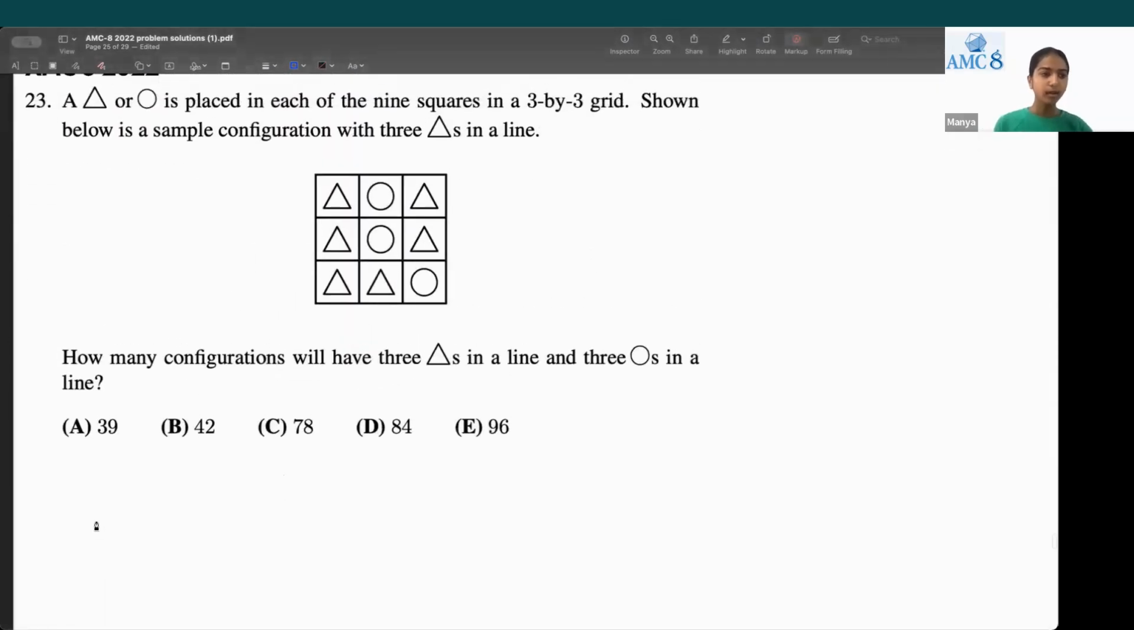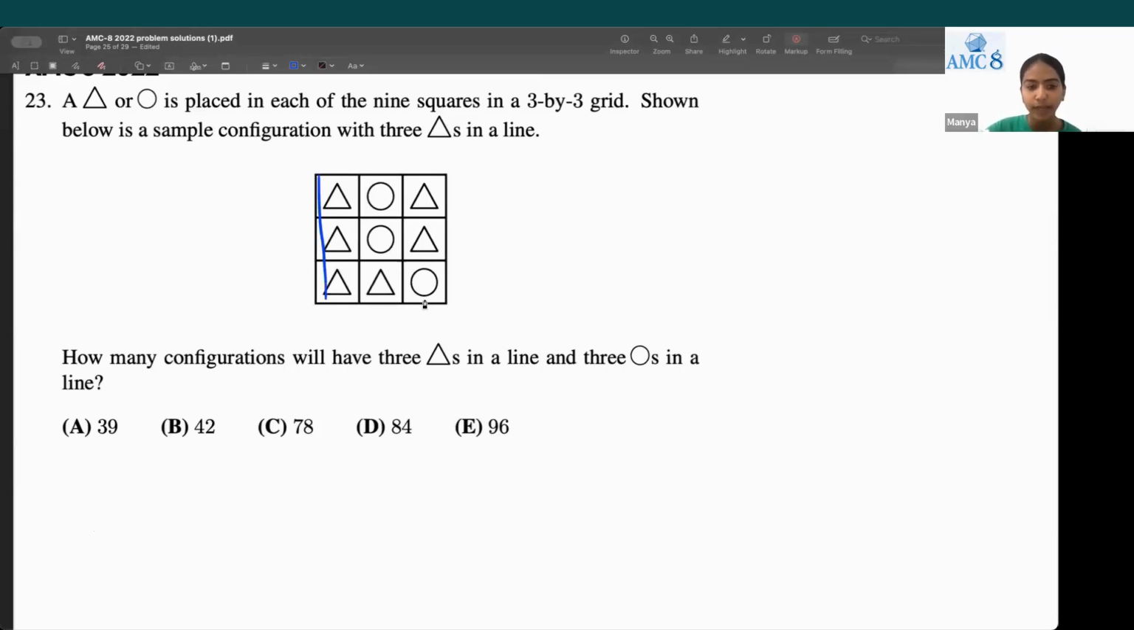So, question number 23. A triangle or a circle is placed in each of these 9 squares of a 3 by 3 grid. Shown below is a sample configuration with 3 triangles in a line. How many configurations will have 3 triangles in a line and 3 circles in a line? So this one's kind of a hard problem, so please let me know if you have any questions.